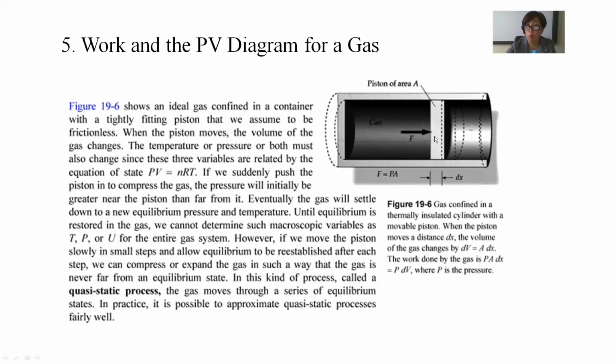When the piston moves, in here this is the gas, the piston has area A, and this is a small distance. When the piston moves, the volume of the gas changes, and so does the temperature. We know the equation of state of the gas, PV equals nRT. This is the Clapeyron-Mendeleev formula.